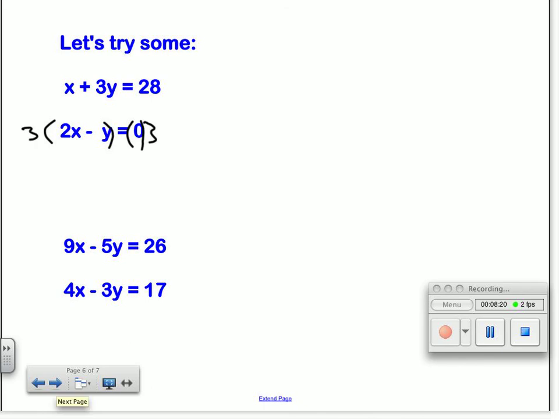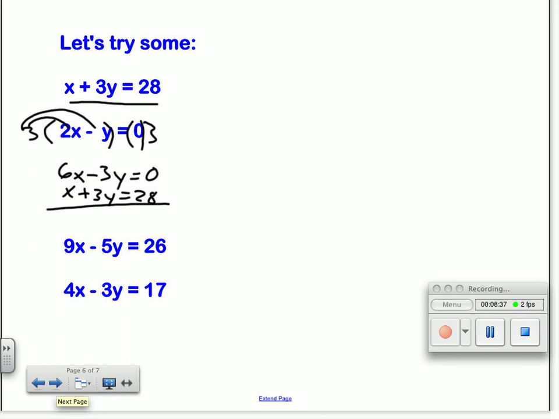So what we're going to get now is 6x minus 3y equals 0 times 3, which is 0. Put our original equation, x plus 3y equals 28. That's this original one up here. And now we're going to add these two because they have opposite signs here. So I'm going to get 7x plus 0 is equal to 28, or x equals 4.